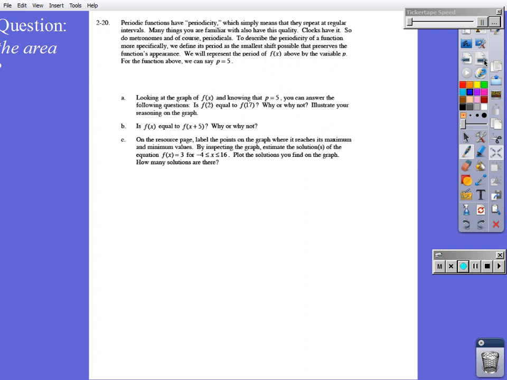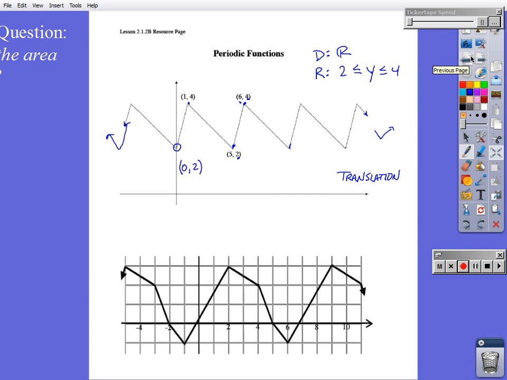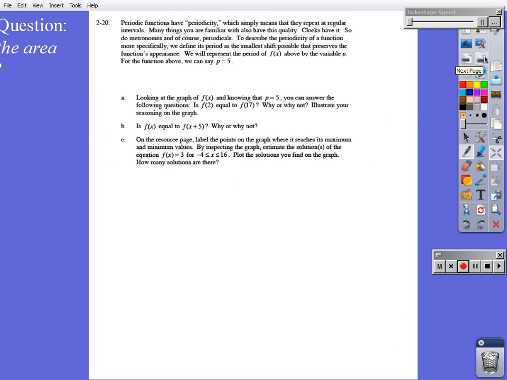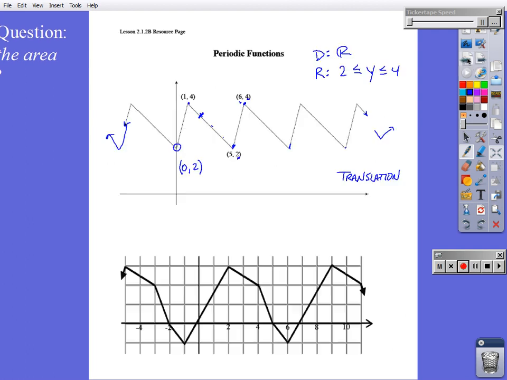Is f of 2 equal to f of 17? Why or why not? Illustrate this reasoning on your graph. So if we look at that graph, what's f of 17 going to be? So if we know f of 2 happens somewhere in here, because 2, 3, 4, 5, and they're telling us that value, we don't even know the y value, so it doesn't even matter what the y value is. So here at f of 2, will that be equal to f of 17? Well, what you do is you look at this section throughout the graph. And what would that value be?